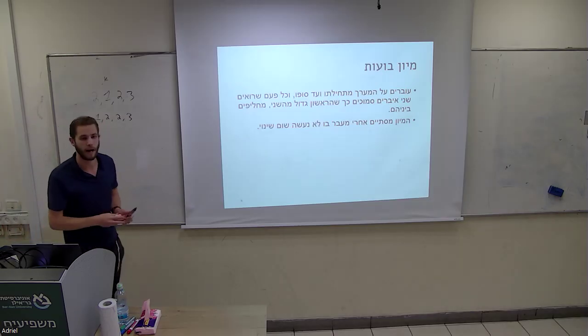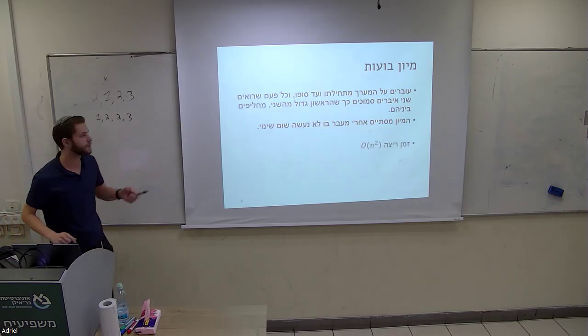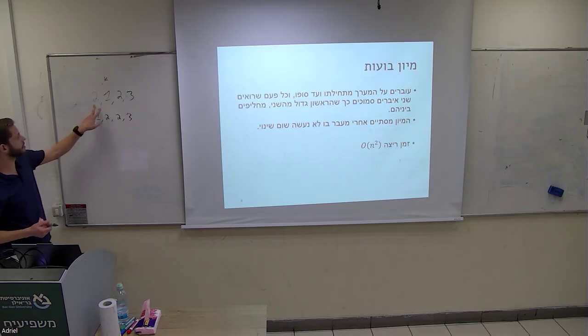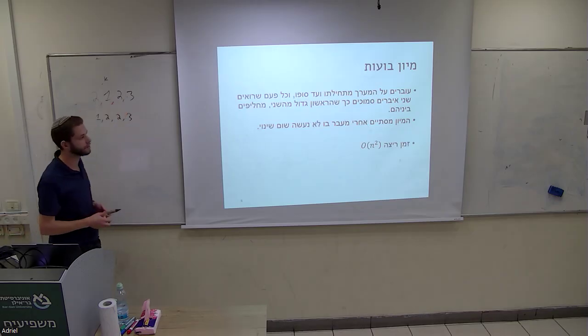So what is the runtime? The runtime is also n squared, because if you think about it, at every iteration we're doing n swaps and checks, and we have to do this at most n times. So n times n, O of n squared.